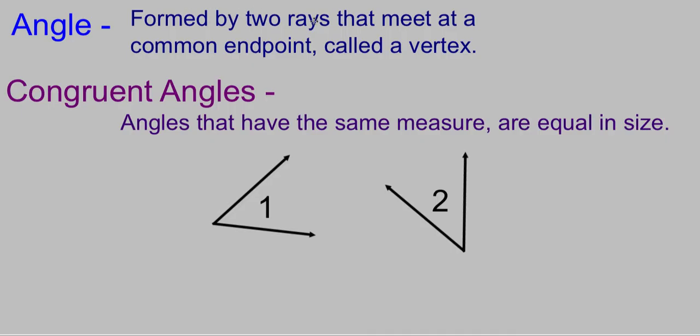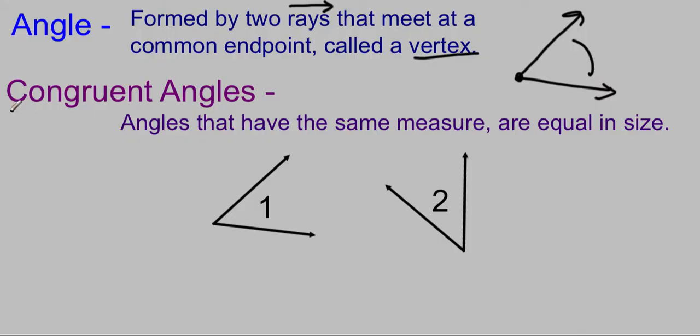An angle is formed by two rays. So a good way of thinking of a ray is it's basically just a line with an arrowhead at one point of it that meet at a common endpoint called a vertex. So if I have a ray going this way and then another one going this way, they meet at the vertex, that point, and form an angle in between the two of them.